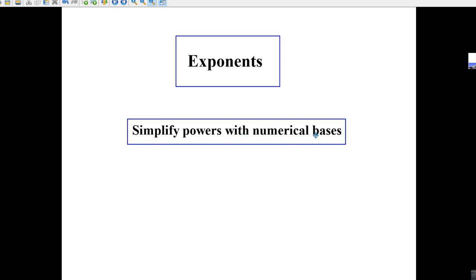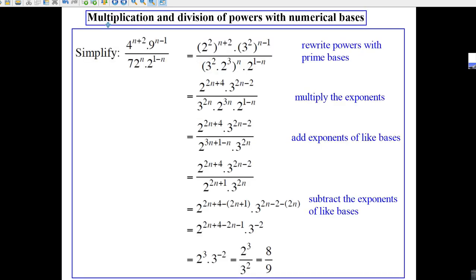So there are numbers for bases, and we get questions like this, and in the Google Classroom we have questions like this. I call them exam type questions because they give them on exams. Let's look at the first one. The first one is the multiplication and division of powers with numerical bases. That means there's no plus or minus in here. So here's an example of a question, and let's just do it.